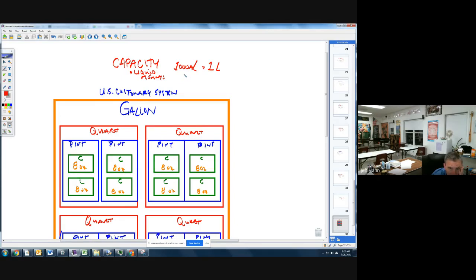A milliliter is pretty small. It's like a drop. And a liter is pretty close. I think the water bottles that we drink from are 1/2 of a liter. I think they're 500 milliliters. So if you think of a water bottle, that is about half.